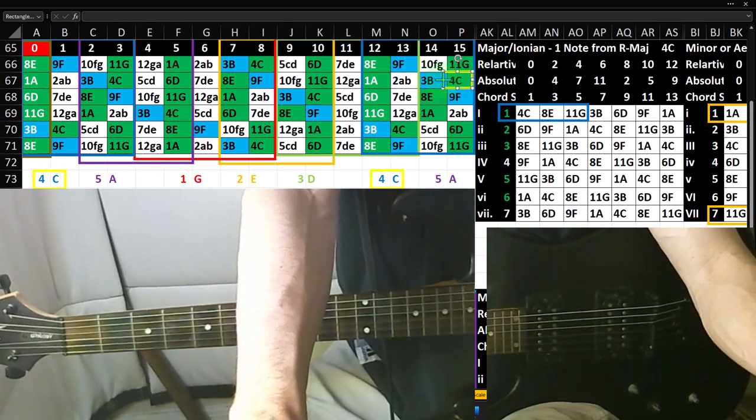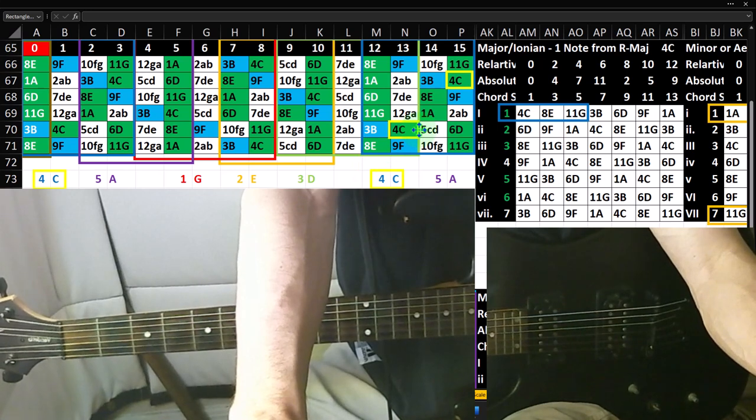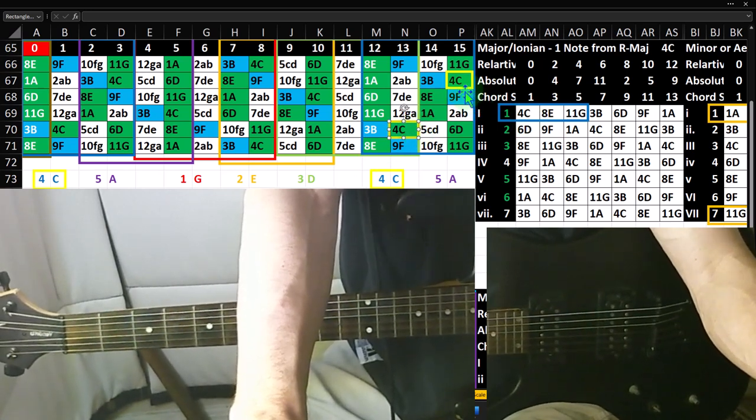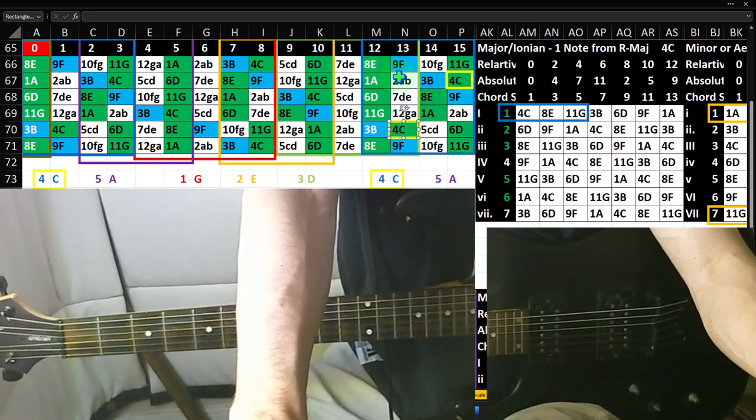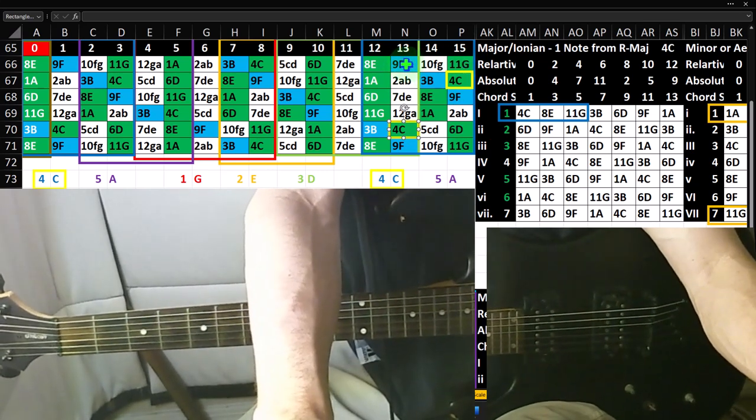If you're thinking of yourself starting in the key of C, which is usually what we'll start with, and then you can go to the other ones, which would be like E to E, right? G to G, F to F, and so on. You can do each of these modes.